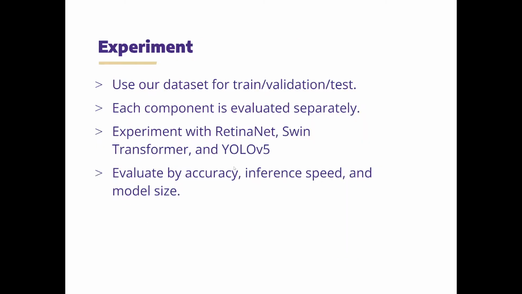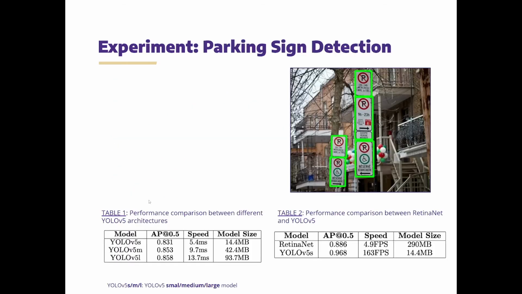For our experiment, we use our dataset to train and evaluate the sign and symbol detection models separately. The object detection architectures we implemented were RetinaNet, Swin Transformer, and YOLO v5. We focus on three metrics: accuracy, inference speed, and model size, to meet the practical requirements of a real-time detection model. First is the experiment for parking sign detection.